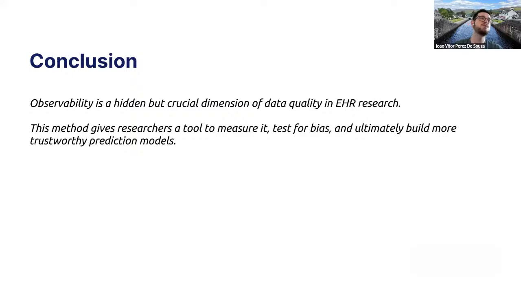And then finally, as a conclusion, I just took a quote from the actual paper, but they say that observability is a hidden but crucial dimension of data quality in EHR research. And essentially, this method would give researchers a tool to measure it, test for bias, and ultimately build more trustworthy prediction models. This is going to be really, really important for all of these new AI tools, these new predictive models that, well, we don't really have population level data. So let's take this hospital data that was collected 20 years ago and use it to build predictive models.